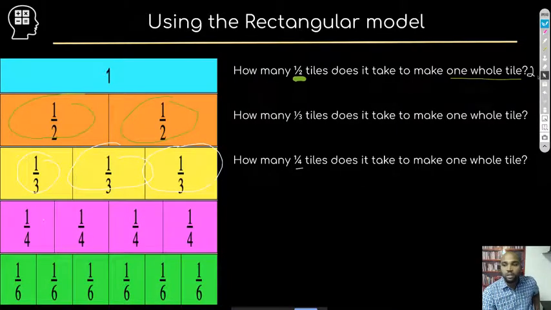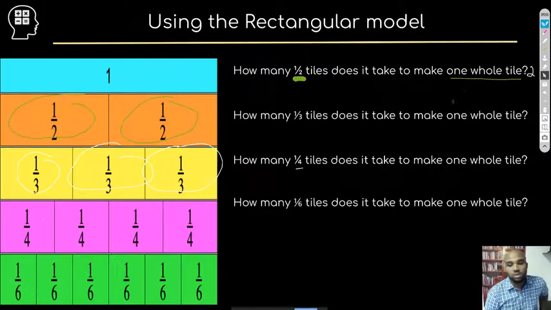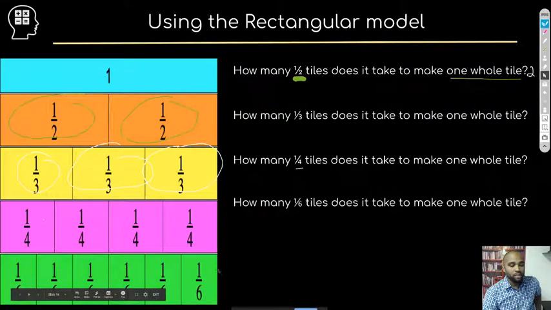And I hope you're seeing the pattern because the question is going to come up here at the end that challenges you to see that pattern. How many 1/6 tiles does it take to make a whole? So I need one, two, three, four, five, six. So six of these 1/6 tiles evenly distributed gives us a whole thing.